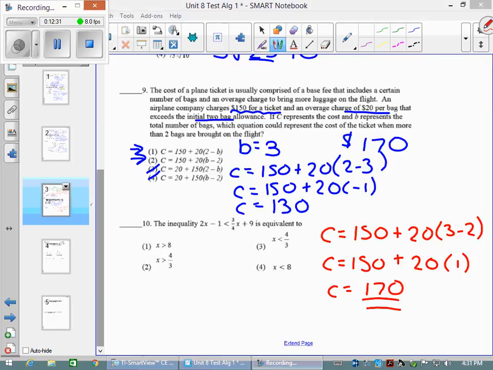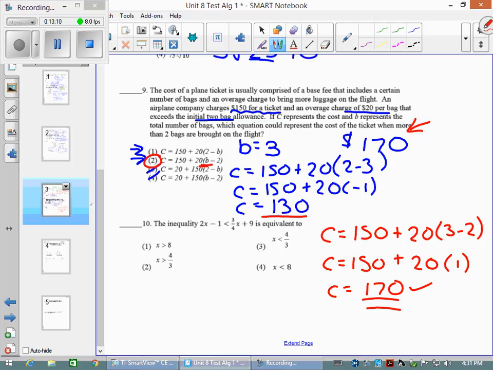So I did go ahead and plug in 3 bags for both equations for number 1 and 2. And when I plugged in for number 1, I got a value of 130, which I know needs to be 170. It doesn't make sense that if I bring more bags, it's going to be less money. So that is why choice number 2 is correct. If I plug in those 3 bags, I do get that $170 that it should be if I bring 1 additional bag. We want to take that number of bags, which is B, and subtract those 2 bags because I don't have to pay for those 2 bags.